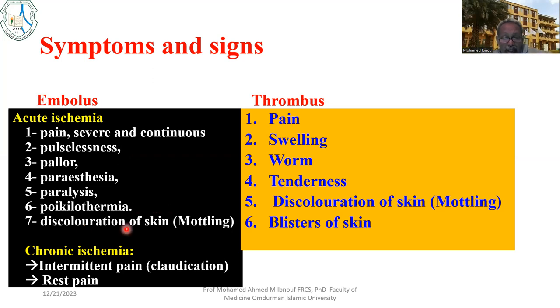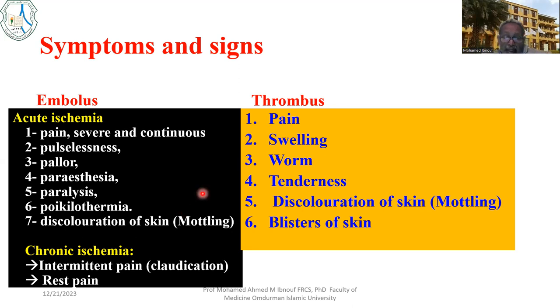And later on there will be some blackish discoloration of the skin of the limb, that is skin mottling. However, an embolus can also pass to the lung, and this has other symptoms.